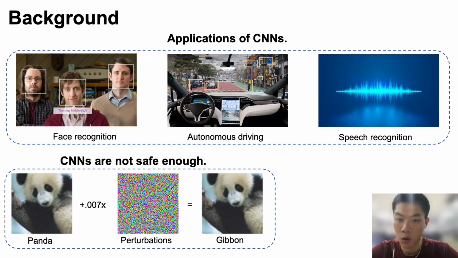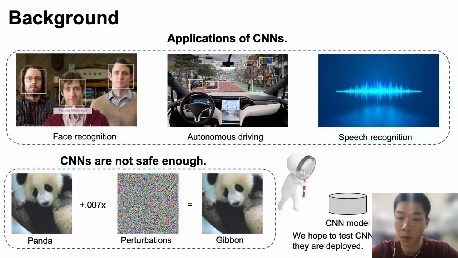For example, given an original image of a panda, the adversary can add some perturbations to the image, making CNNs misclassify this image as a gibbon. In our work, we aim to test CNNs and identify defects in them before they are deployed.